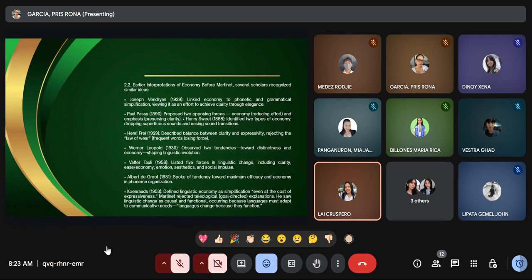Am I right? Wherein he linked the economy to the phonetic and also the grammatical simplification. Next is Paul Passy in 1890, who proposed two opposing forces, which is the economy, or the reduction of effort, and then the emphasis, wherein he preserved the clarity. And then Henry Sweet in 1888 identified two types of economy, which is dropping the superfluous sounds and easing sound transmission.